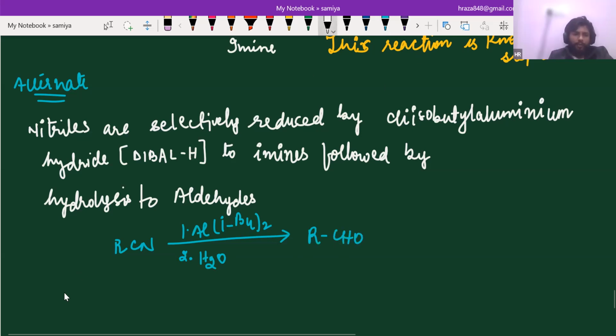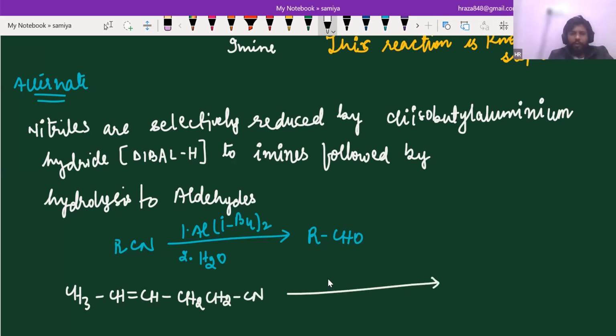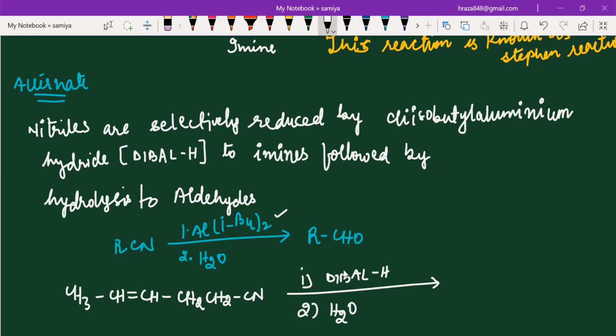So I'm going to give you a reaction from NCRT, that is CH3CH double bond CH, single bond CH2, and if you are going to use first double H, that is same that I have written here, and followed by hydrolysis, what will be the product? Please write the IUPAC name of the product.